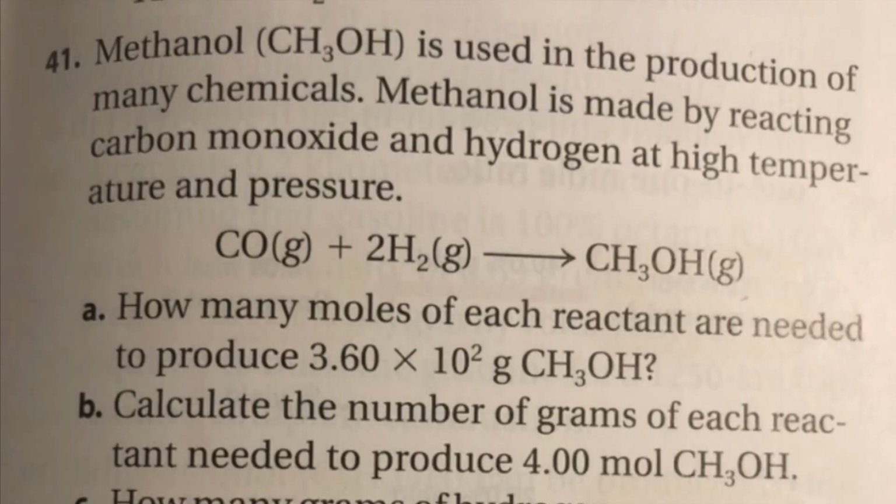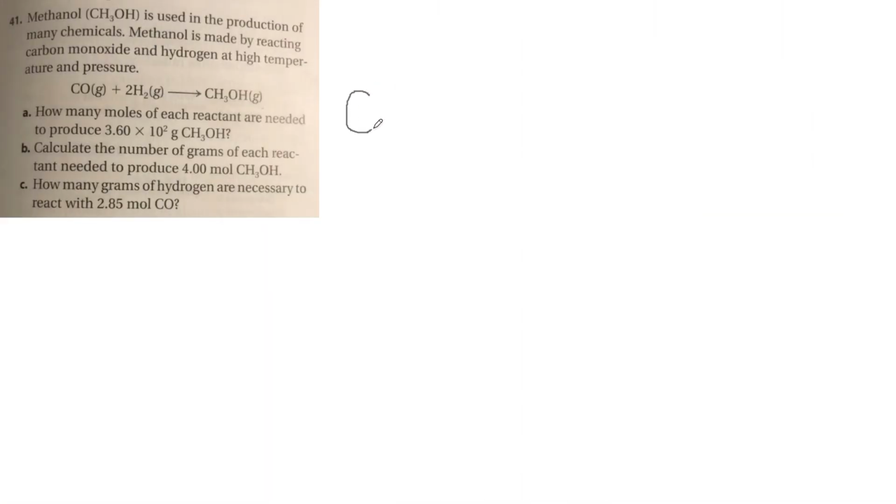So question 41 states, methanol is used in the production of many chemicals. Methanol is made by reacting carbon monoxide and hydrogen at high temperature and pressure. Okay, to start off this question, you have to make sure that the equation is balanced. So right here we have CO plus 2H2 equals CH3OH.